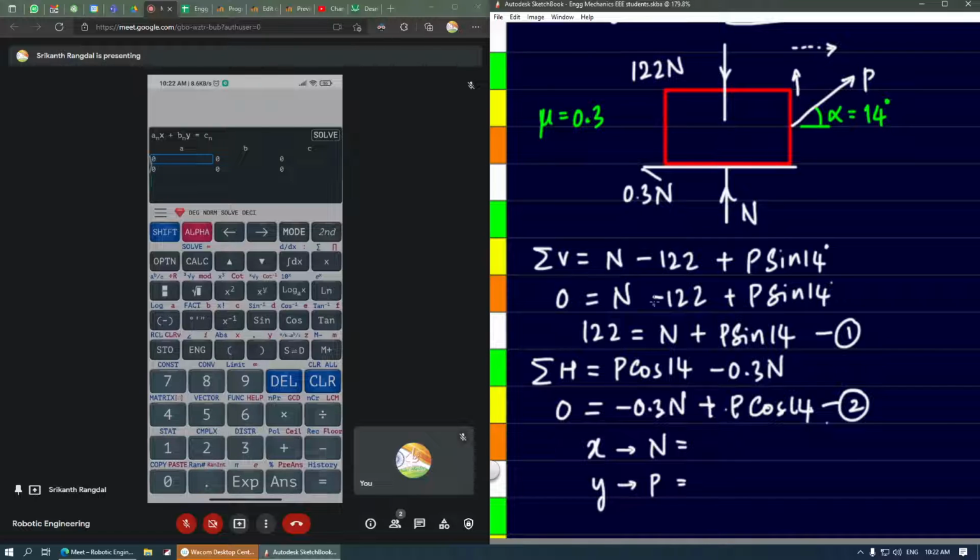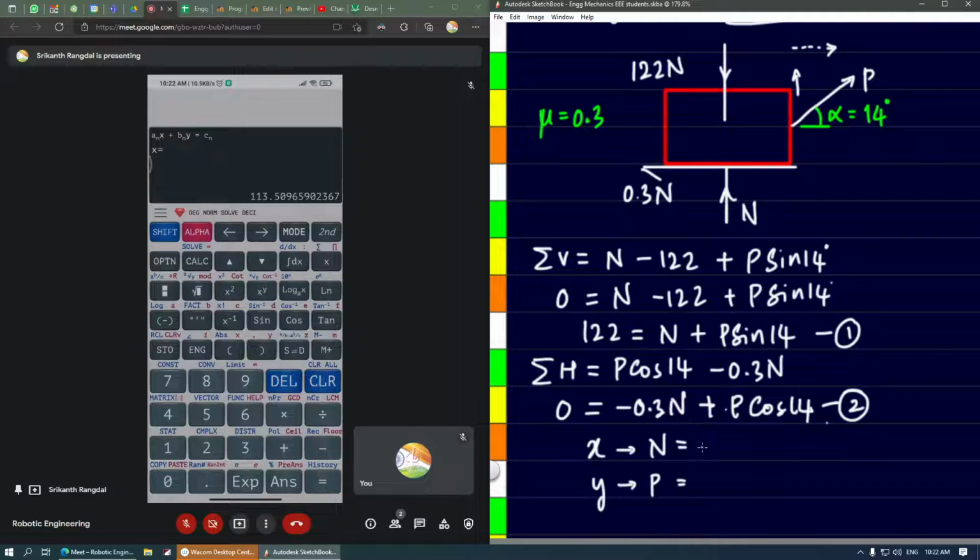So let us feed in the coefficients. In the first equation, coefficient of N is 1, so let's put 1 equals, and coefficient of P is sine 14, substitute sine 14, press equal, and the constant is 122, feed it, press equal to. In the second equation, coefficient of N is minus 0.3, press equal to. Coefficient of P is cos 14, so press cos 14 and press equal to, and the constant is 0 itself. So once again press equal to get the values of x and y.